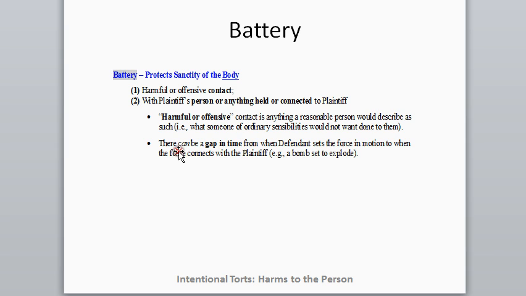And also there can be a gap in time from when the defendant sets in force whatever motion that he's using to commit the battery, because again, it also doesn't have to be the defendant physically doing the touching. If you throw something at somebody and it hits them, that's a projectile that they've thrown. So there can be a gap in time. If you set a bomb and you time it and the defendant leaves and it blows up and the shrapnel hits the plaintiff, that is a battery.